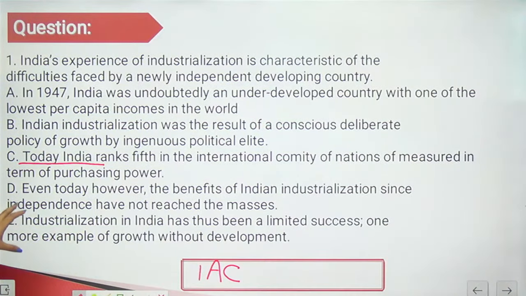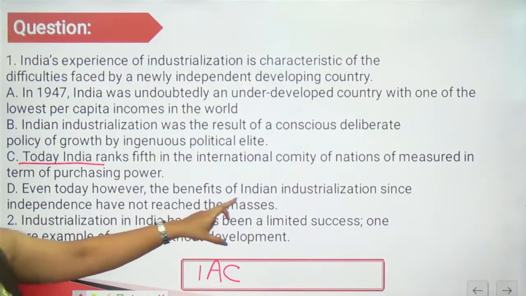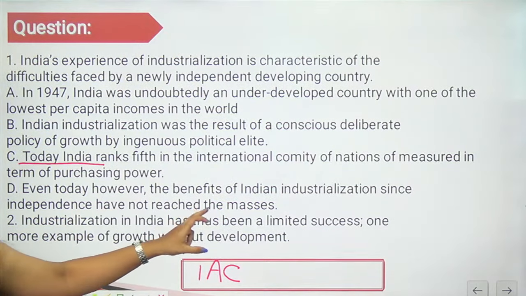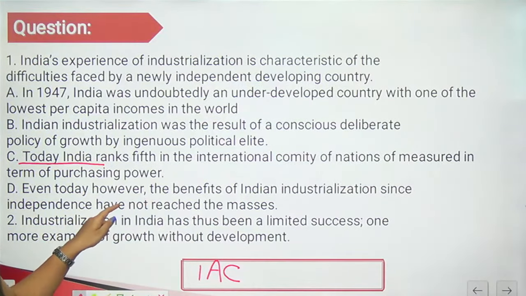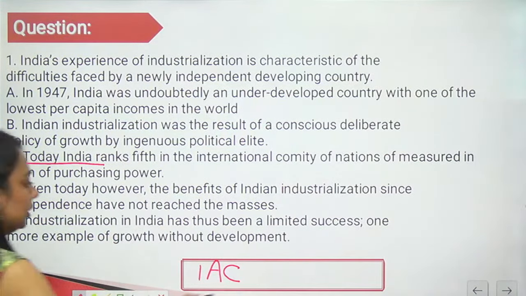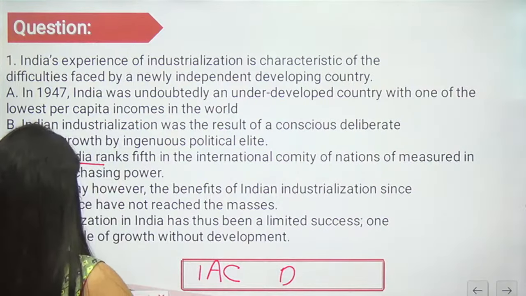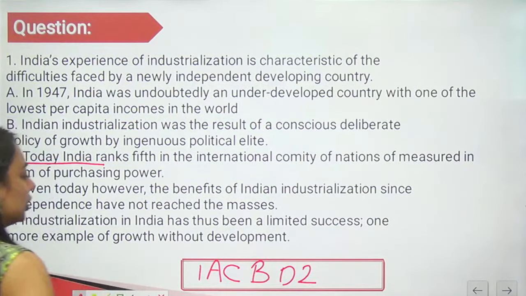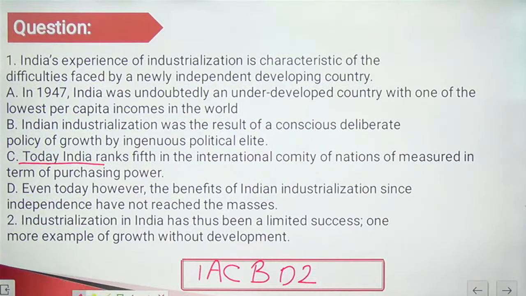Ideally, if you see, D is preceding it. Even today, however, the benefits of Indian industrialization since independence have not reached the masses. So first this thing is mentioned, and then it has been exemplified by the conclusion. Yes, so now D becomes the second last, so we are just left with B. So this is how you can guess the right order. Yes, so you'll have to understand the flow of the thought.